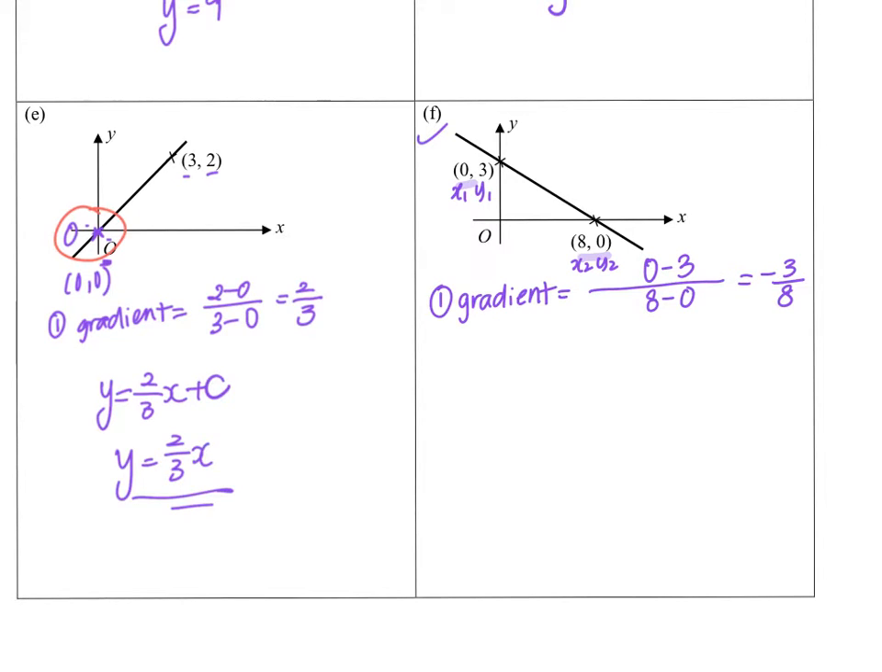So now we know the gradient, we can write down the equation. y equals mx plus c. m is -3 over 8, x plus the y-intercept. Now, we can see over here, what's the y-axis? The y-axis here gives you the number 3. So the y-intercept will be 3. We don't even need to work out the c, and we can get the answer. Have you gotten the answer?